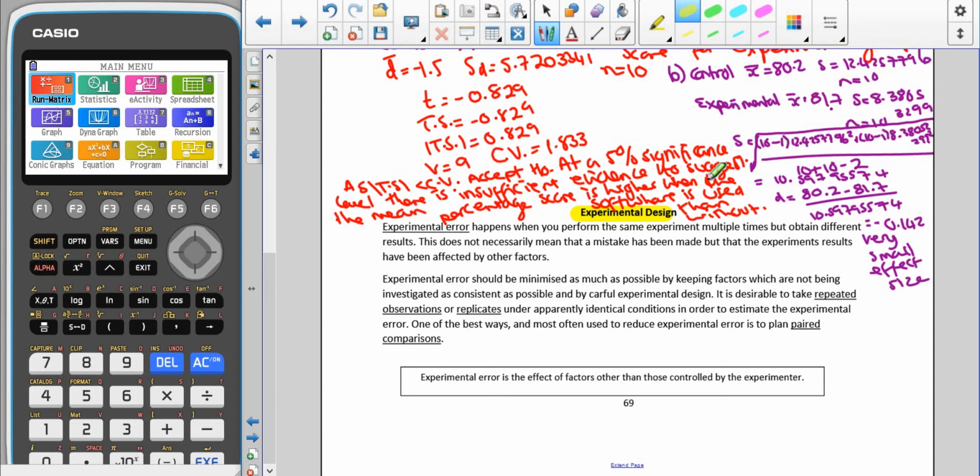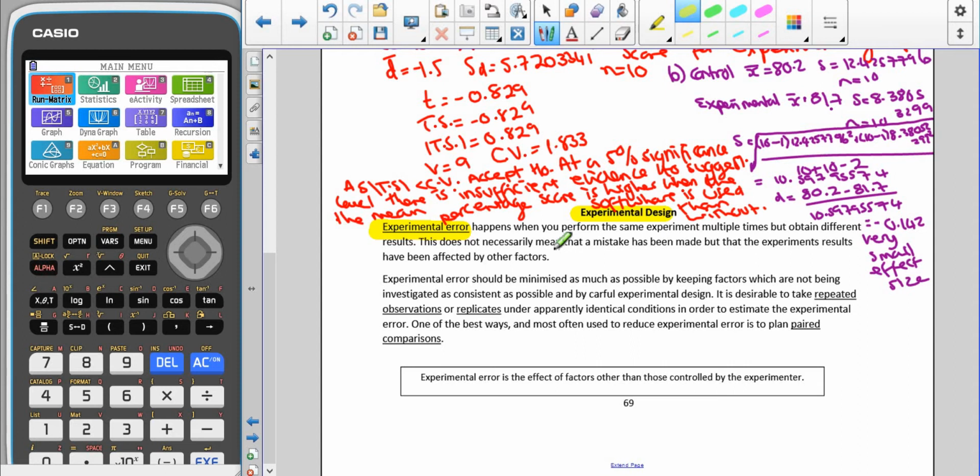So we're going to start off experimental design by having a look at experimental error. Experimental error happens when you perform the same experiment multiple times and obtain different results. This does not necessarily mean that a mistake has been made, but the experiment's results have been affected by other factors. Quite often, if you take more than one sample from the same population, you will find different results, but we're talking about finding results that are completely different, in the sense that it's not what we were testing that's been affecting it.